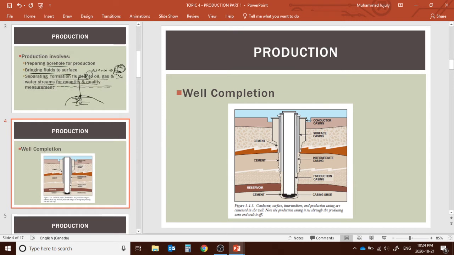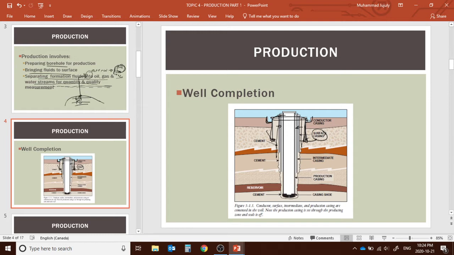Now well completion. We know already about the well, so let's review again. At the initial stage, the first stage, we prepare the field. Then we put in the largest diameter casing, which is the conductor casing. After putting in the conductor casing, we put in cement to stabilize the ground. After that we put in the surface casing, which is a smaller diameter than the conductor casing, and again we do cementing to make it more stable.